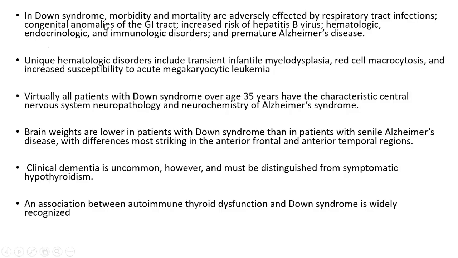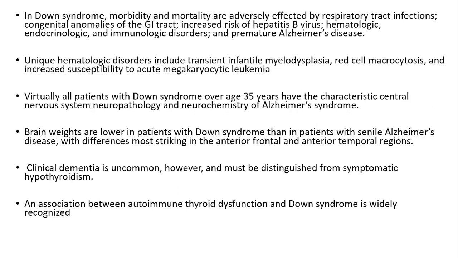Coming to Down syndrome. In Down syndrome, the morbidity and mortality mainly depend upon leukemia, congenital anomalies of the GI tract and the risk of hepatitis B. There can be multiple hematologic, endocrine, or immunologic disorders and premature atherosclerosis. Hematologic disorders can include transient infantile myelodysplasia, red cell macrocytosis, and increased susceptibility to AML.